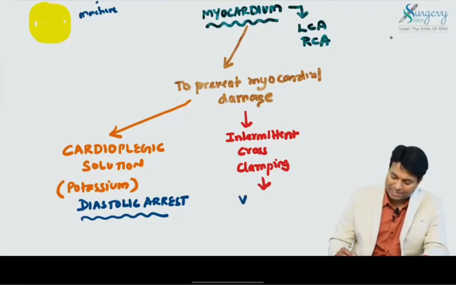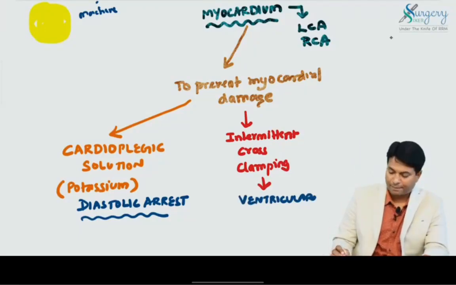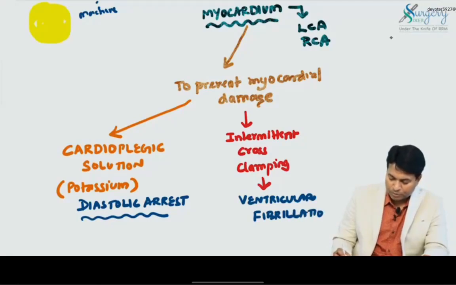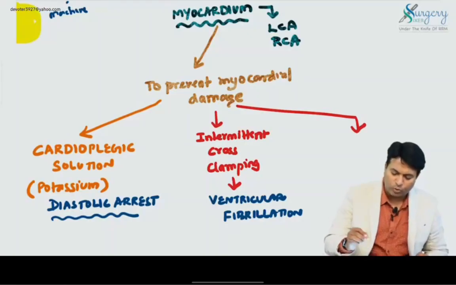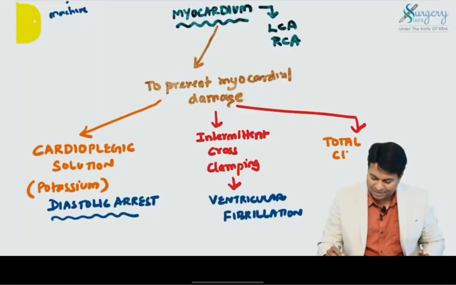And when this is happening, usually the heart develops ventricular fibrillation. So with intermittent cross clamping and the induced ventricular fibrillation, the myocardium can be protected. And especially in pediatric patients, we have to do total circulatory arrest.